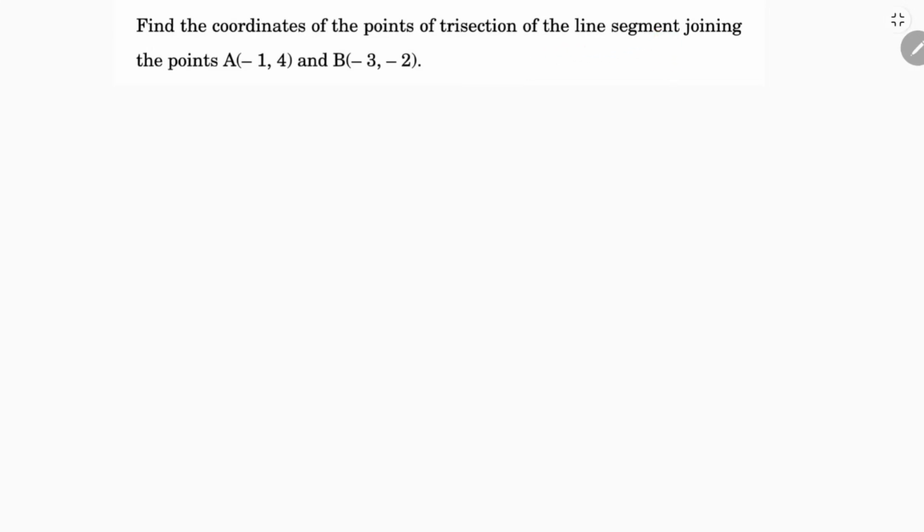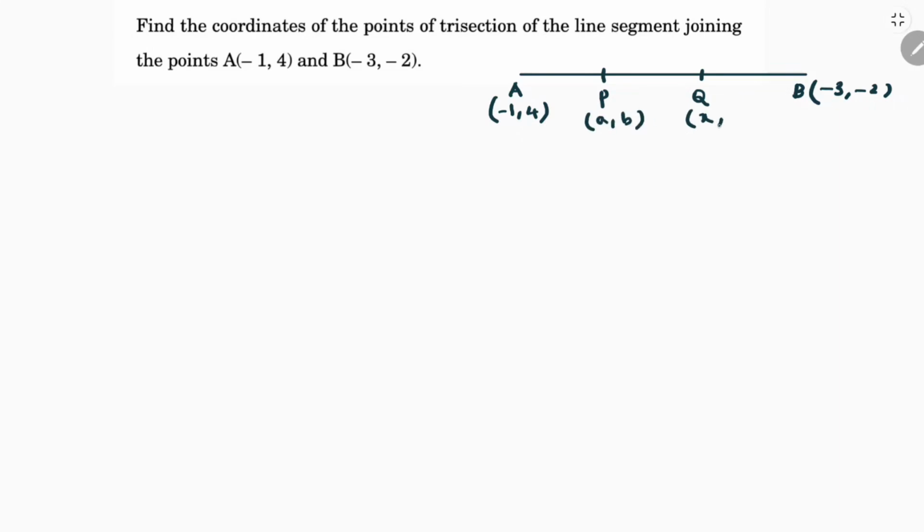So here, line AB, A that is (-1, 4), B (-3, -2), got trisected at points, imagine like P and Q. Let us consider P and Q. So I need to find P and Q. First I'll solve with the 9th class method by using midpoint. I'll consider P as (a, b), and Q as (x, y).